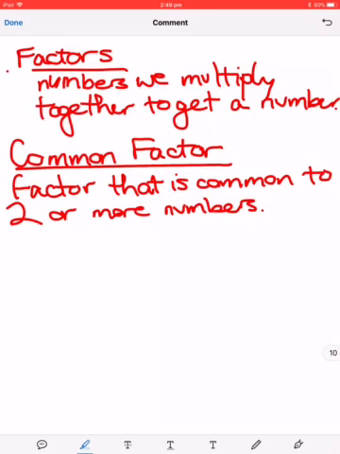So for example, if we were doing the factors of 6, there would be 3 and 2. We do 3 times 2 and we get 6.